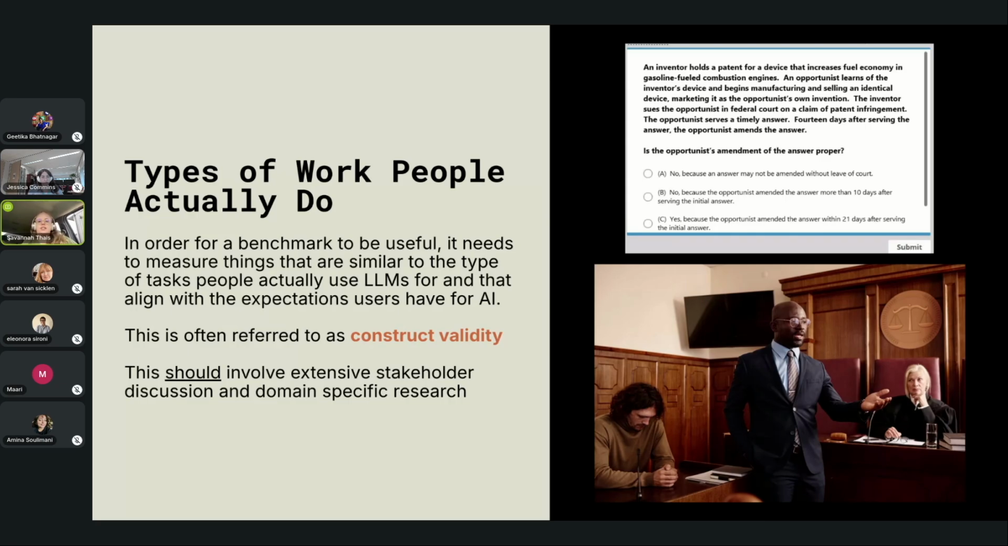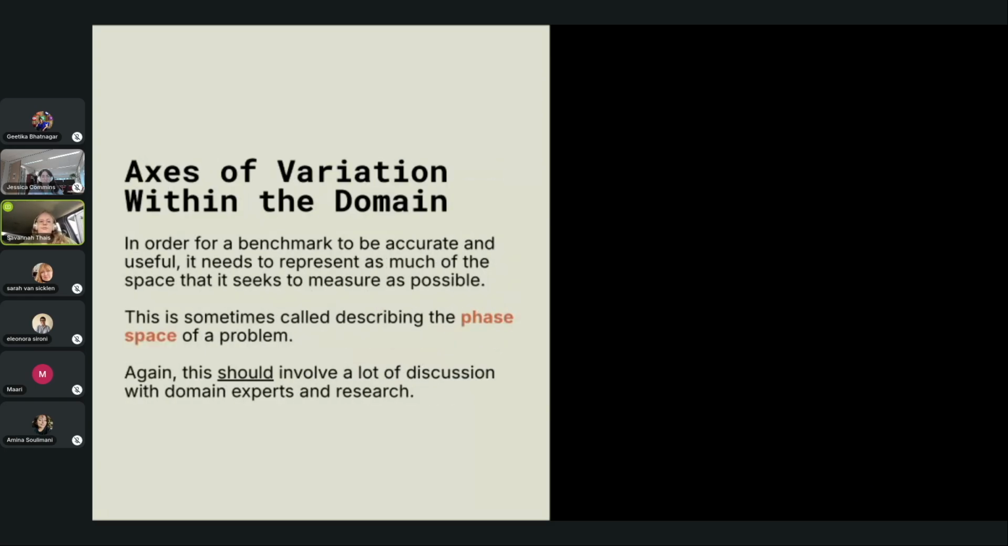So this is a really, really important thing. It would be better to design a benchmark that is informed by the kind of work lawyers do day to day rather than using a standardized test.